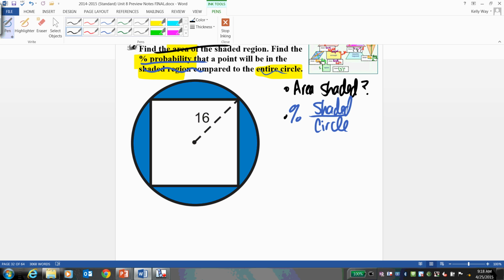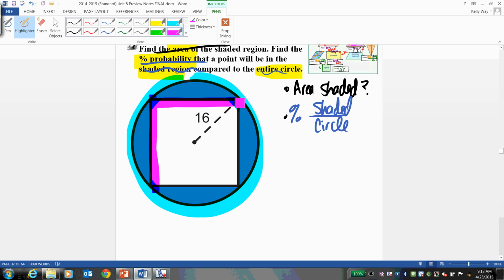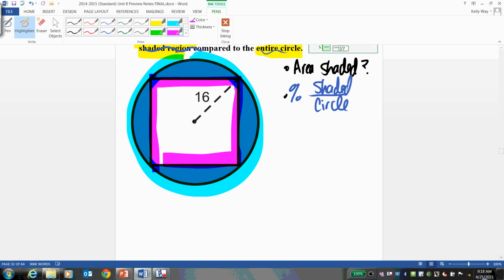Step one is we have to identify the shapes that we see here. We see a circle and we see a square. Let's write the area equations for both, since area is what we're working with. Area of a circle.